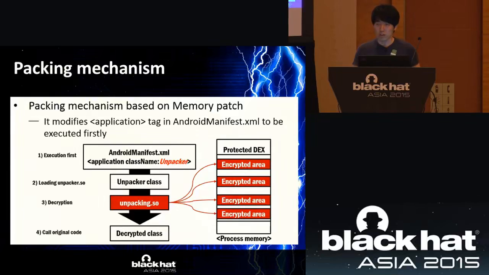secondary text file dynamically. As you can see on this slide, the Android packer first modifies the application tag in the Android manifest file. By doing so, the unpacking SO file can be easily loaded into memory. By unpacking SO, encrypted areas of the classes text on memory can be decrypted and executed. And because this method doesn't use a secondary text file, it doesn't cause a class load problem that is usually caused by the process system server.